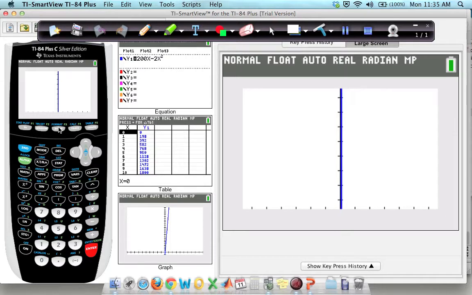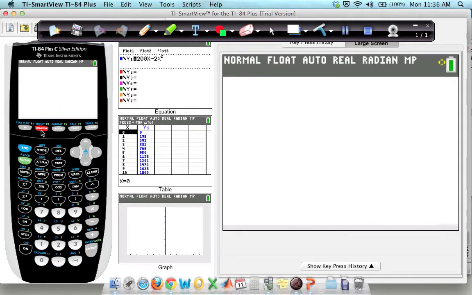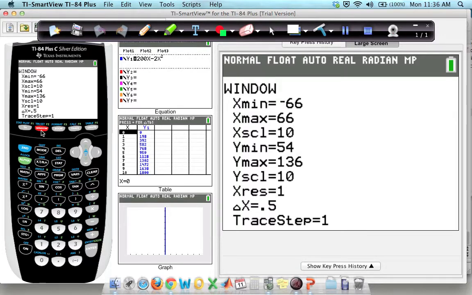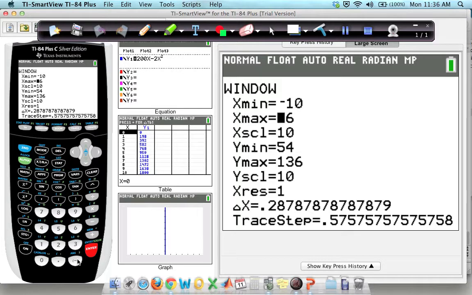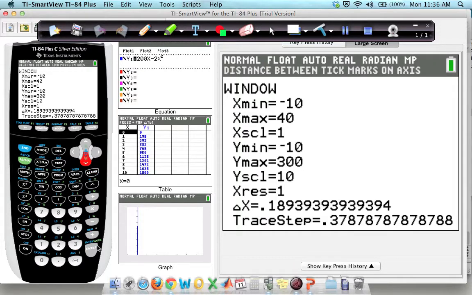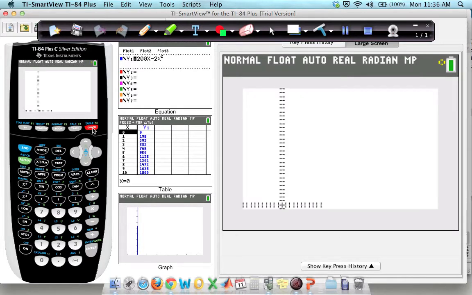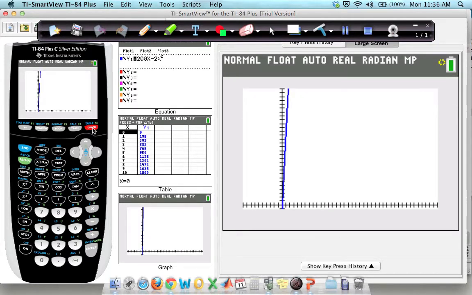Okay, so mine is not showing, so I'm going to go back to window. First of all, I'm going to change these back. So -10. I can change my X max to 40 since I wasn't seeing all of it. Put your scale back to 1. Min, I'm going to keep -10. Y max, let's try 300 and keep the scale at 10 and then hit graph. And you're really just trying numbers, unless you want to find it algebraically, then you'd have an idea of what you might need.